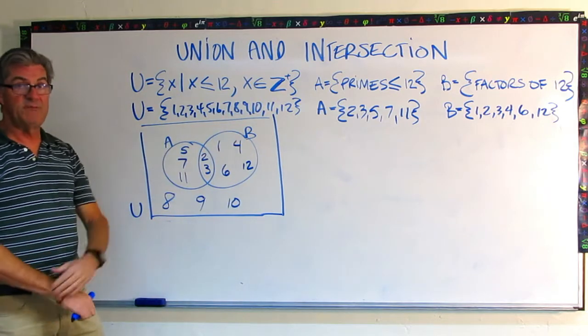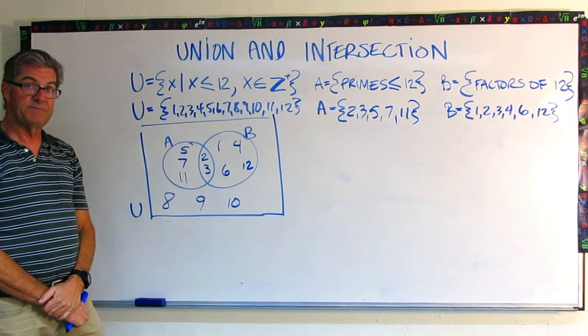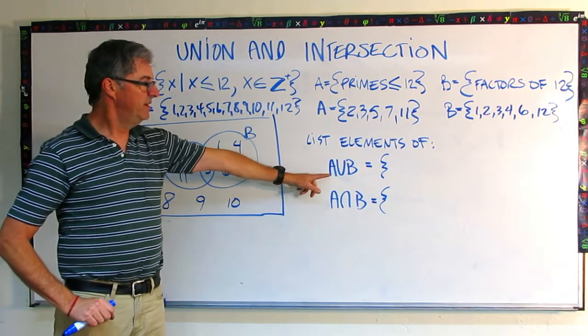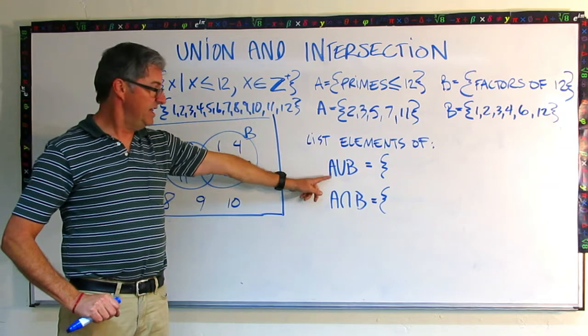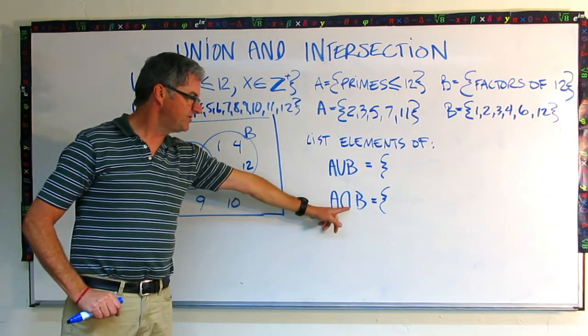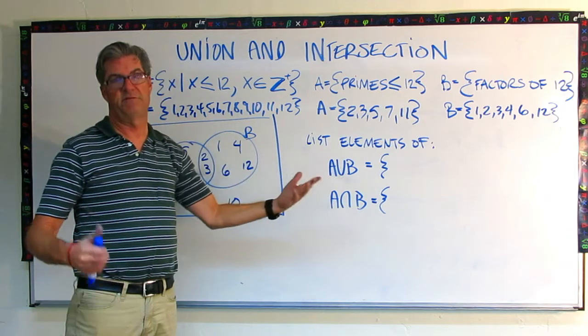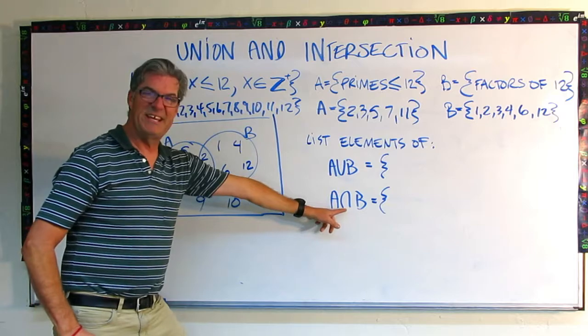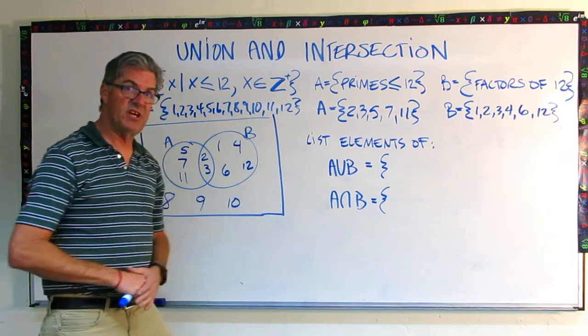Our sets are described. Now we're ready to answer some questions. Okay, I added a couple things. List the elements of the union of A and B and the intersection of A and B. Remember, the intersection is the upside down U and the union is the right side up U. Pretty easy to remember, I think. This also looks like an N for intersection.